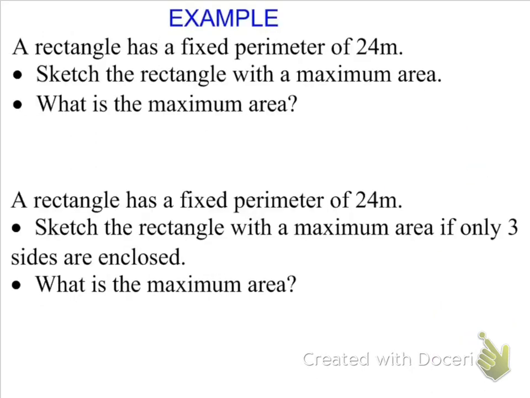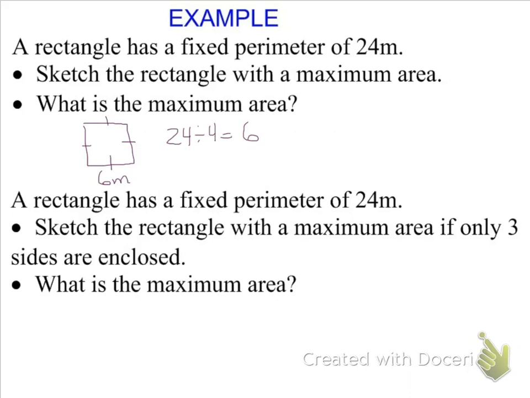Let's try an example. So if we want to sketch an example of a rectangle with a maximum area and a perimeter of 24, we know the shape, if we're going to maximize it, will be a square. So this perimeter of 24 meters, we want to evenly divide it amongst all the sides. Well, a square has 4 sides, so we're going to do 24 divided by 4, and that gives us 6 meters each side. Okay, and that's the first question.